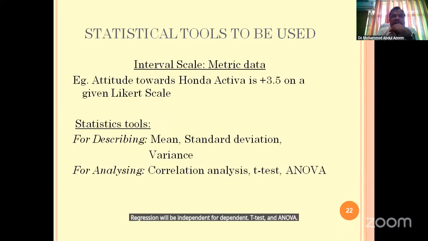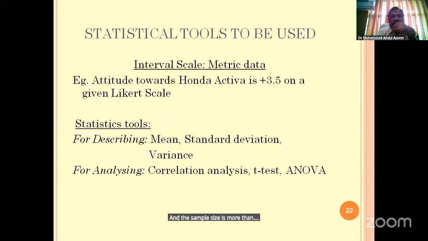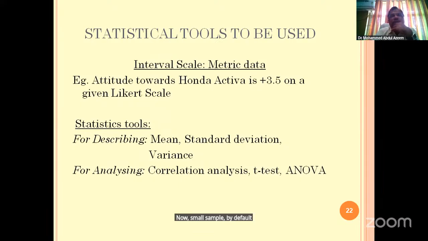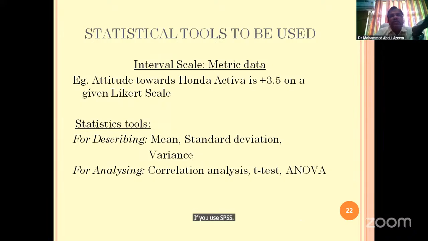When do we use t-test, z-test? You all know. When the sample size is less than 30, we use t-test. When the sample size is more than 30, we use z-test. Large sample, small sample. Now, if you use software like SPSS, there is no definition of large sample and small sample. Automatically it gives the answer based upon the sample. But t-test is used when it is an interval scale, when it is a single sample.